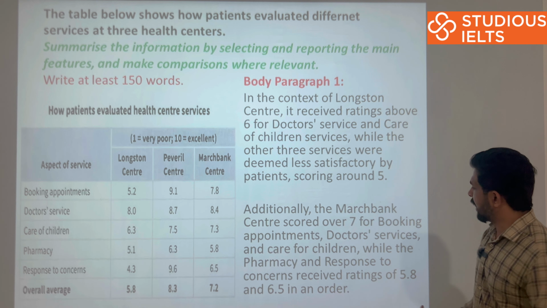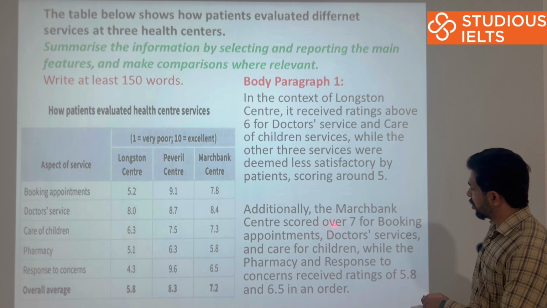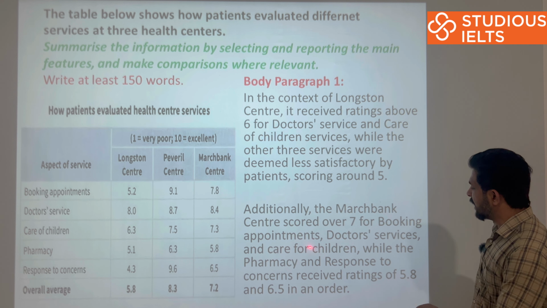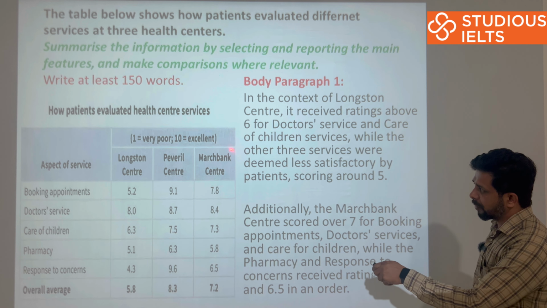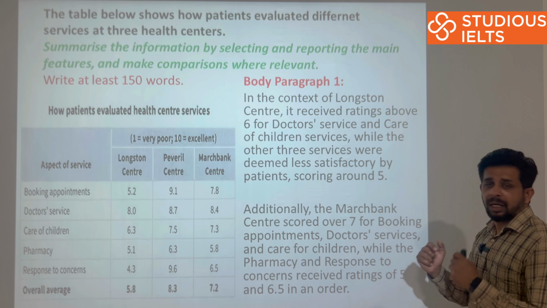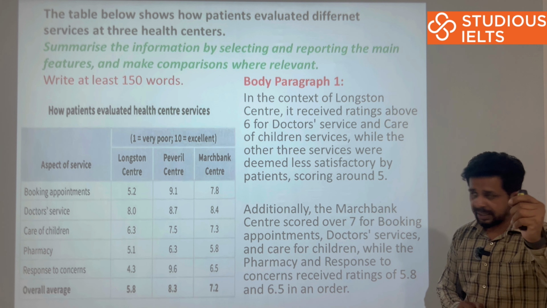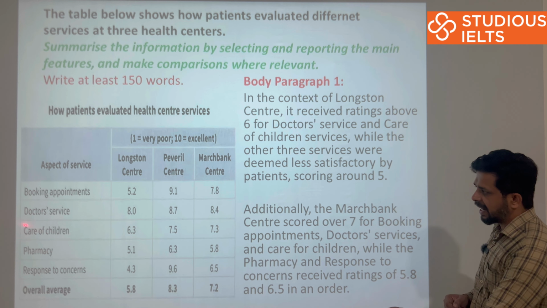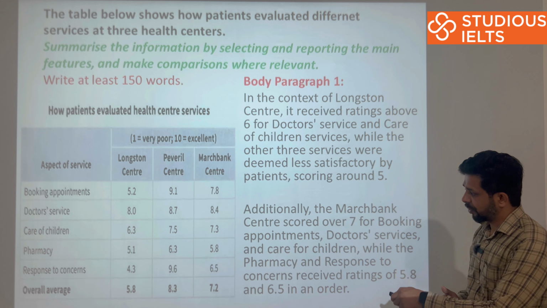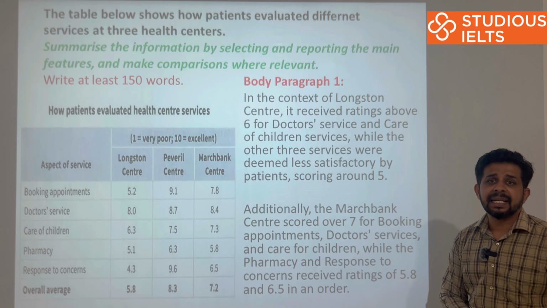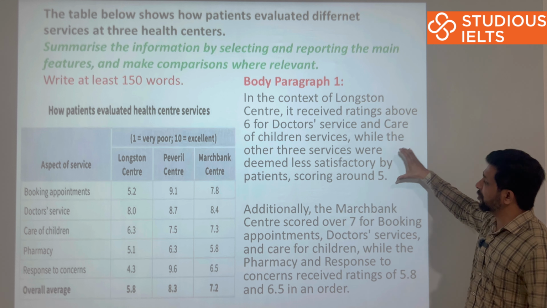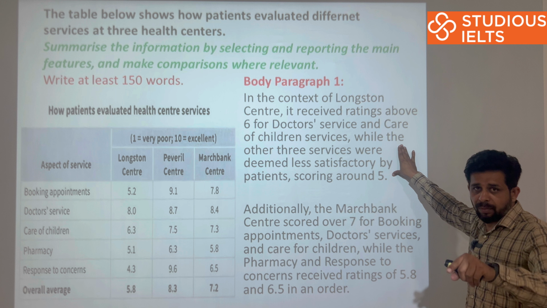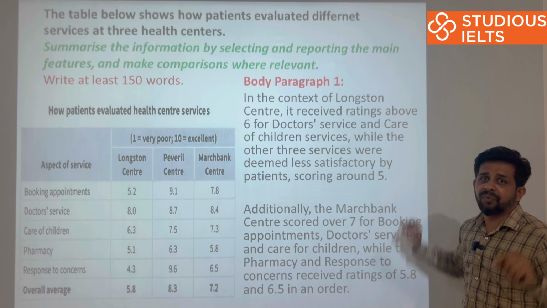Moving to the next one, that is Marchbank Center, which scored over 7 for booking appointments, doctor services and care for children. You can see, if we talk about Marchbank Center, here we can pick a good category of above 7 ratings that was available in booking appointments, doctor's service as well as care for children. That's in front of you. But there are two which got lesser than that. But every time you don't have to use this structure that there were two different categories which got around this number. Here you will have to showcase your variety.